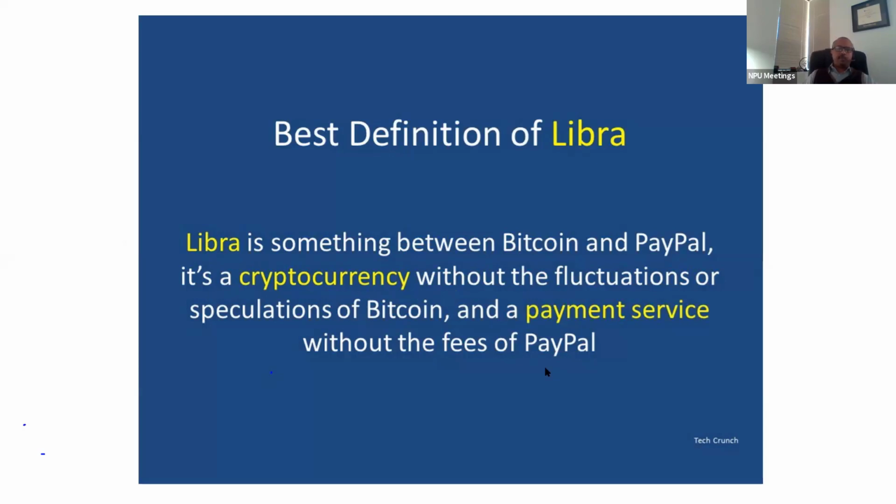Libra is something between Bitcoin and PayPal. It's a cryptocurrency without the fluctuations and speculations of the Bitcoin. And it is a payment service like PayPal without the fees. So you have the cryptocurrency concept, which is basically digital money. You can send it and receive it, exchange it for services and products with the merchants. At the same time, without any fluctuations of the Bitcoin that goes like crazy, 10,000 and then 3,000 down, 1,000 up.